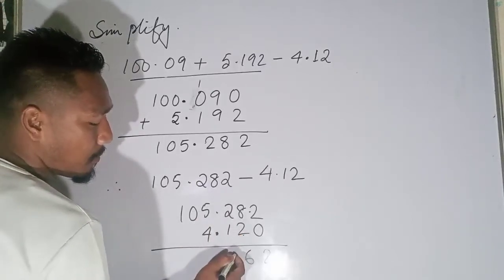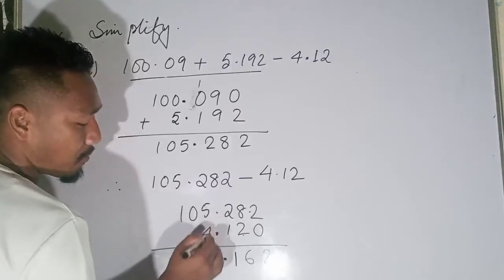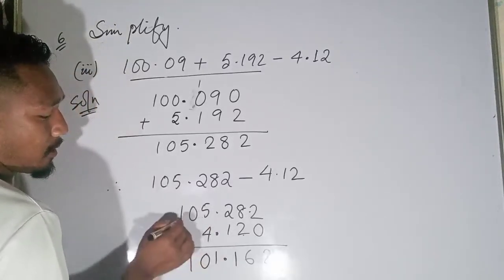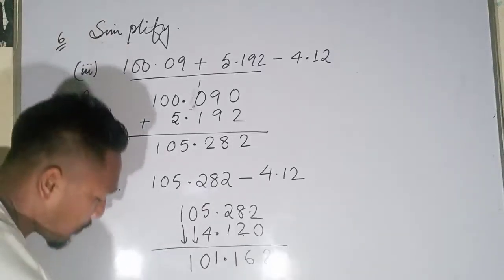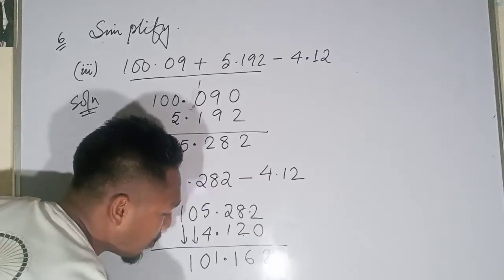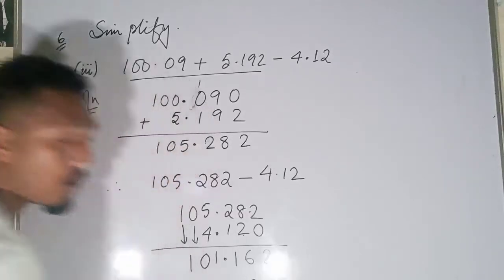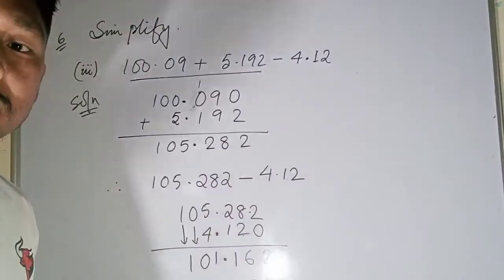2 minus 1 becomes 1. 5 minus 4 becomes 1. 0 comes down, 0 comes down, and 1 comes down. That means what is the answer? Therefore your answer is what? Your answer is 101.762. Okay.